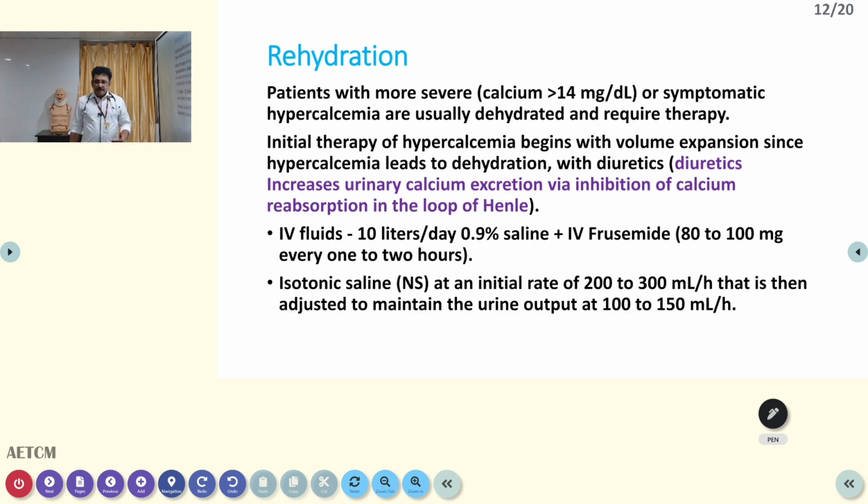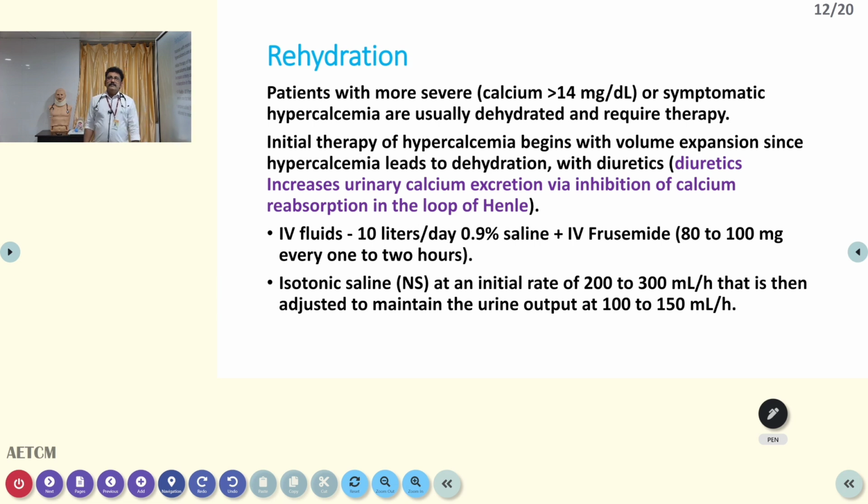But when we are discussing hypercalcemia, whether it is acute, symptomatic, or asymptomatic hypercalcemia, you are supposed to reduce the calcium in the emergency medicine department itself. That is by giving lots of water, IV fluids, rehydration. The patient will be losing a large amount of water through the kidneys, since hypercalcemia can produce some diuresis.